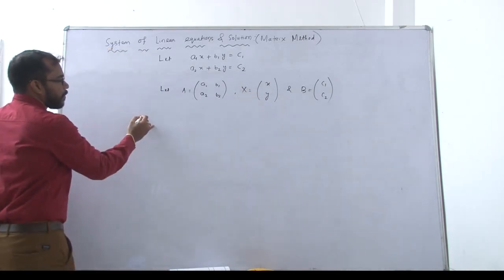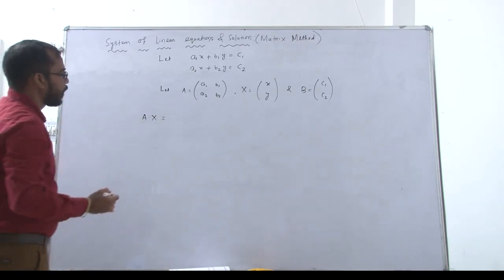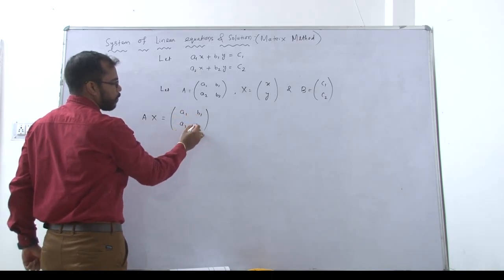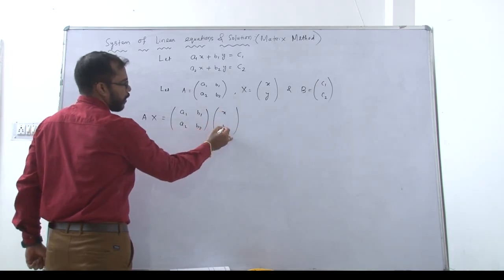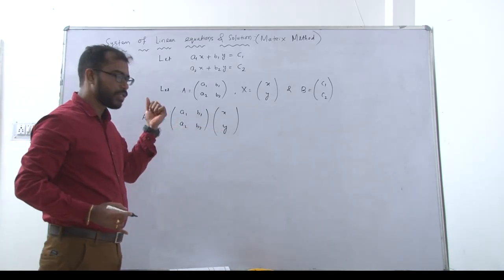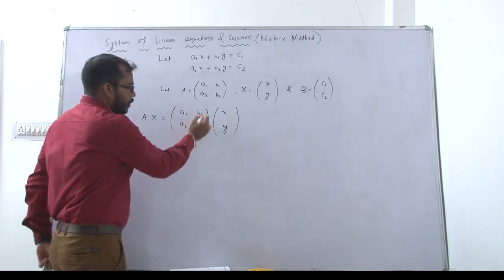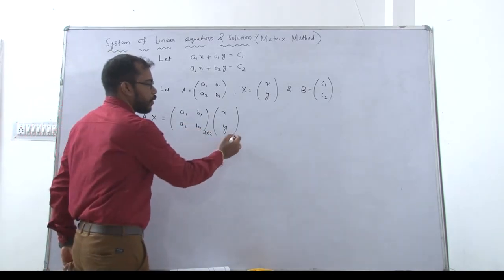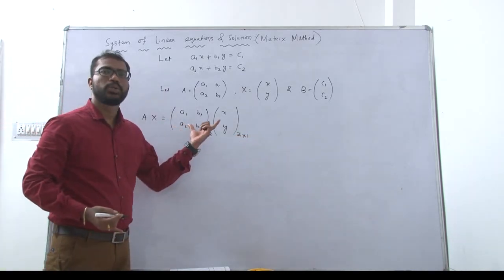So now we have to multiply A into X. If we multiply A into X, the value of A is the matrix a1 b1 a2 b2, into the value of X, that is x y. First of all, we have to check whether it is possible to multiply two matrices or not. Here the order of the first matrix is 2 into 2, and the order of the second matrix is 2 into 1. As you know from the previous session, how to multiply two matrices.